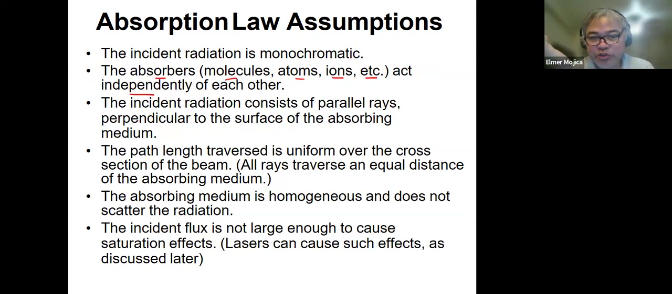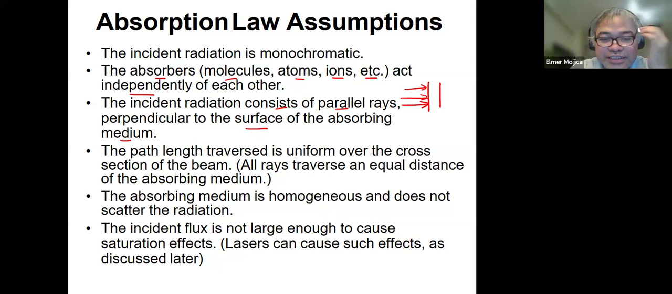Okay, so if you have absorbers there, they are independent. Now, the incident radiation consists of what? Parallel rays perpendicular to the surface of the absorbing species. So everything parallel and perpendicular to the surface, right? And the path length transverse is uniform over the cross section. What does it mean? You cannot have it like this.